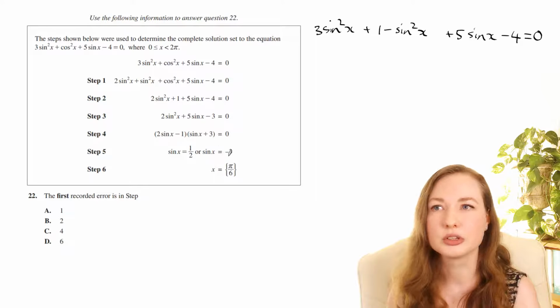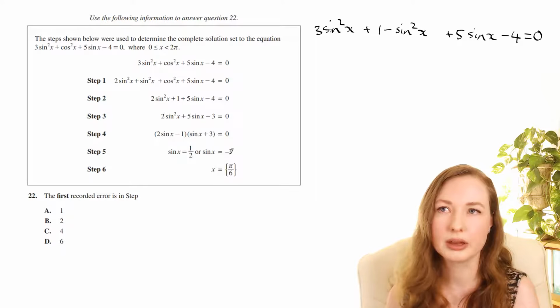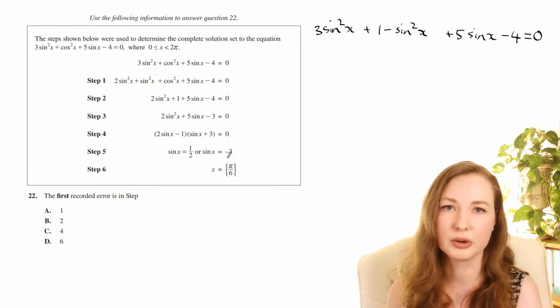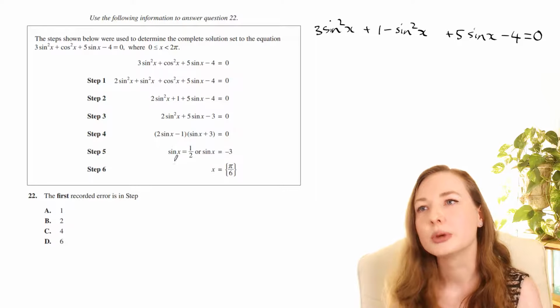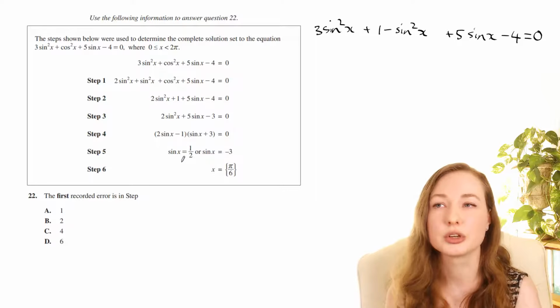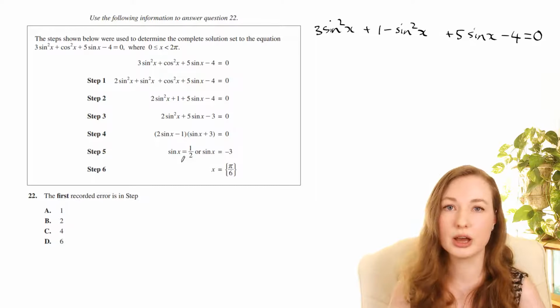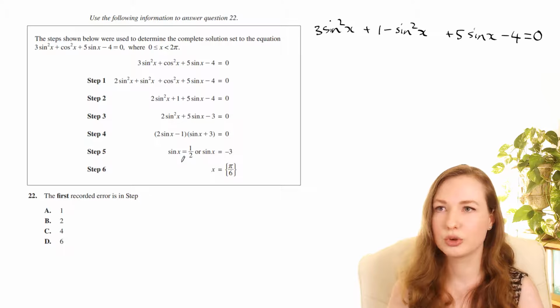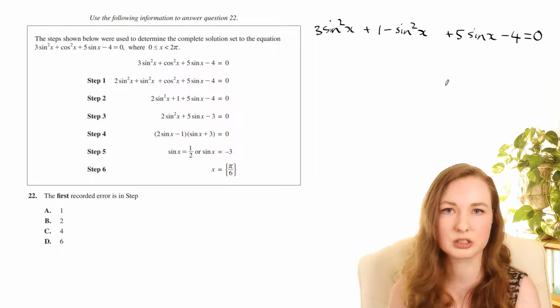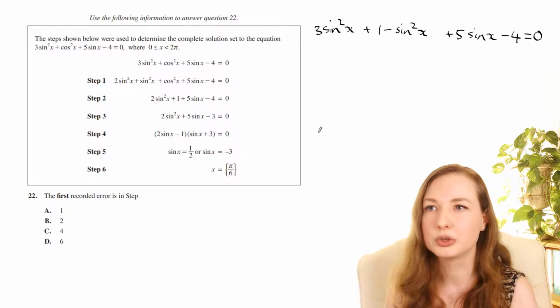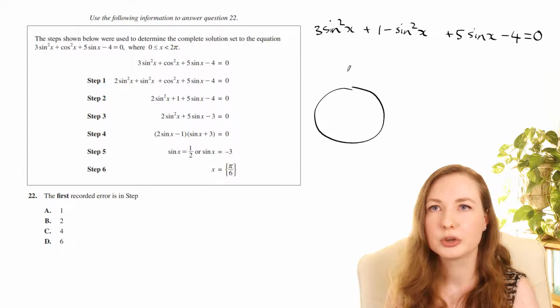Now, this one doesn't have any solutions because sine x can't be less than negative 1 or greater than 1. But this one will actually have two solutions. So if you want to see how to solve that, I go through this method in detail in my video on solving trig equations with exact solutions. So the way that I would do that is I'd draw up the unit circle.